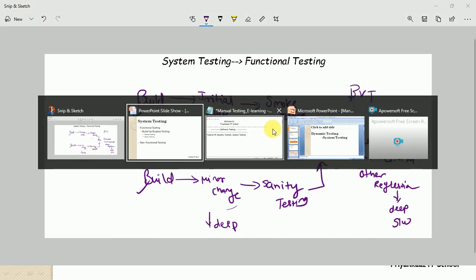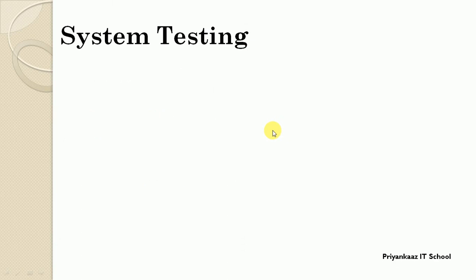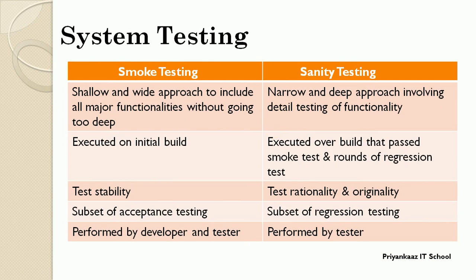Now let's see the basic difference between smoke and sanity. Smoke testing is a shallow and wide approach that includes all major functionalities without going into depth. Sanity is a narrow and deep approach involving detailed testing of functionality. So in smoke testing we only perform the basic health checkup, right? Whether basic or major functionality is testable or not. We only focus on that part. And in sanity we need to perform deep testing, but deep testing related only to that particular module or component. It is executed on the initial build.